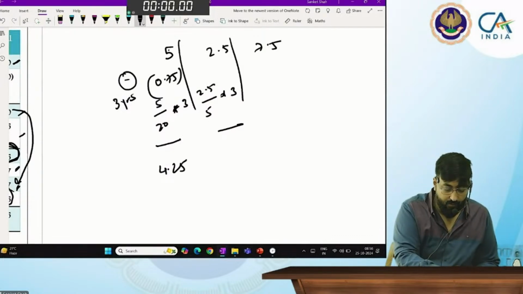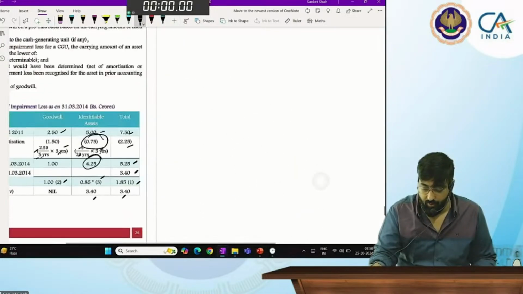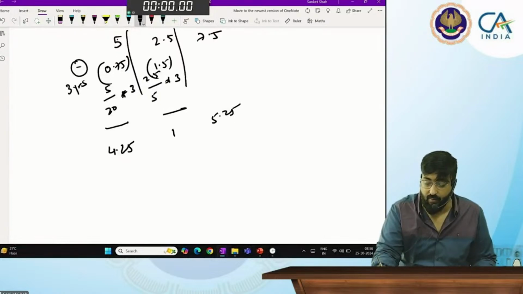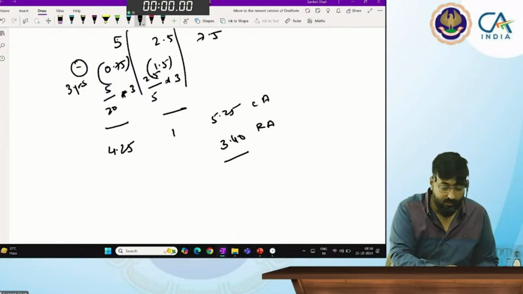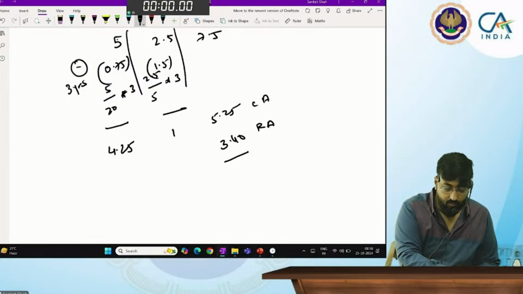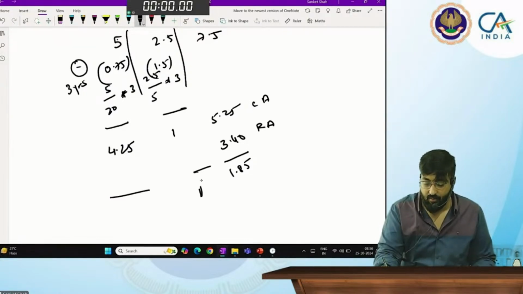I divided by 5 into 3, 1.5. So you are continuing with 1. कुछ गलत हुआ है क्या? 5.25. What is your recoverable amount? This is carrying amount. 3.40. तो आपका रिवर्स कितना किया आपने? 1.85 is impairment loss. पहले किसके अगेंस्ट एडजस्ट किया? 1.85 other assets. So you will continue with ये 1.85.